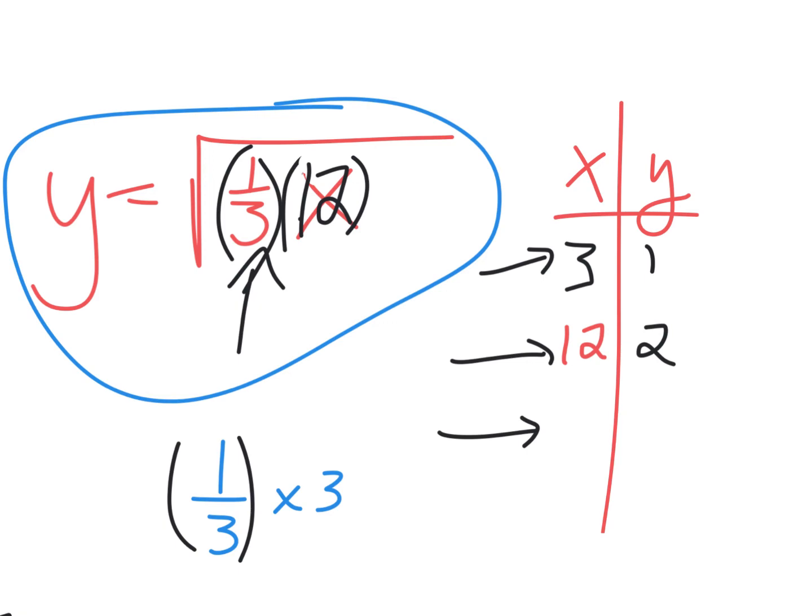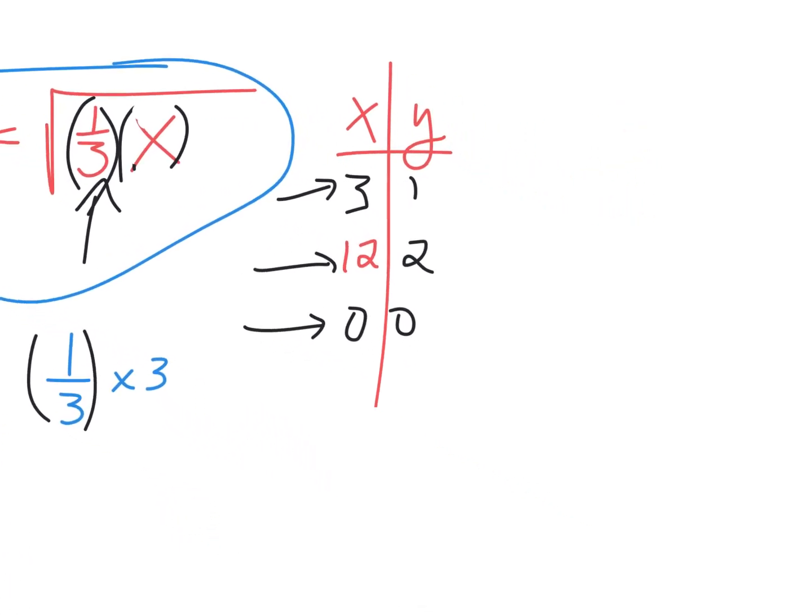Okay, who found one more point? And I'll give you a hint. It's super easy. 0 is correct. Remember how I said make the middle part 0? That works. If you put a 0 right here, then 1/3 of 0 is 0, and the square root of 0 is 0. 0, 0.